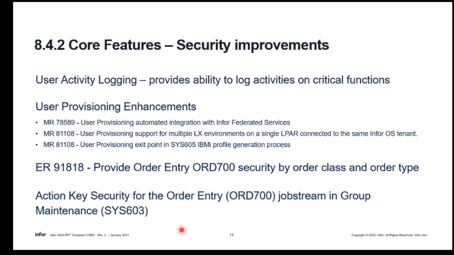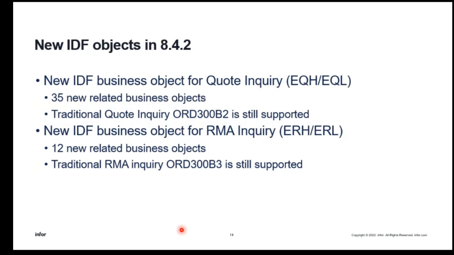That is a great example of where we can then implement this action key security like we did for Word 700 and a lot of other areas of the application. And I did talk about this already, at a high level in the screens as we went through them, about the new IDF objects that came out in 842 when it went GA, just to give you a little bit more visibility into what that means.